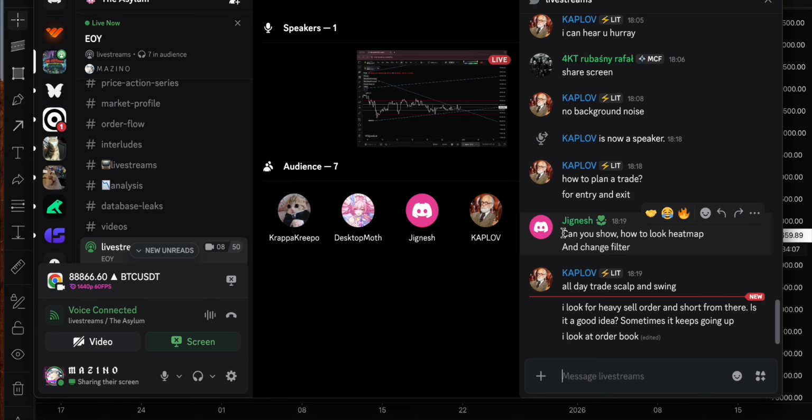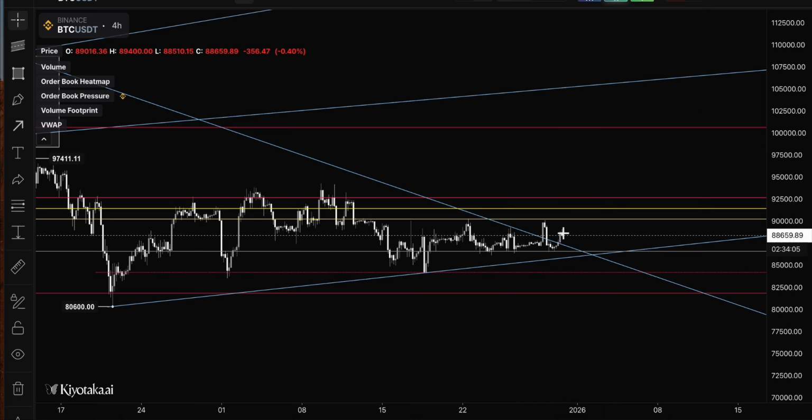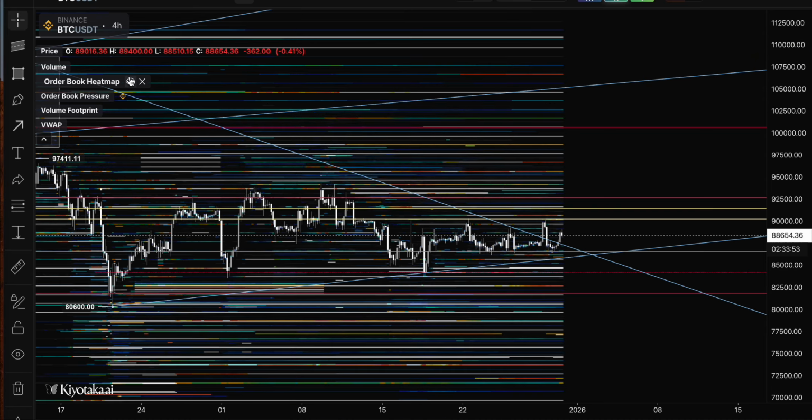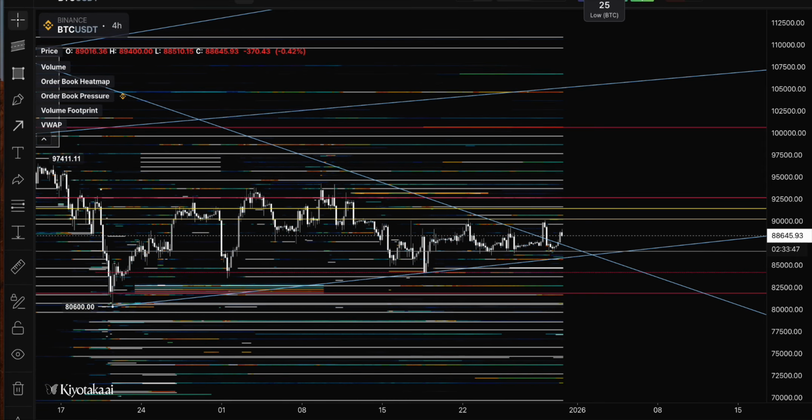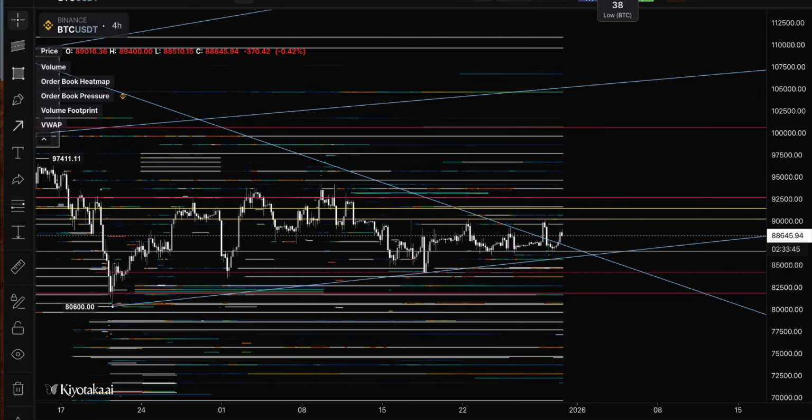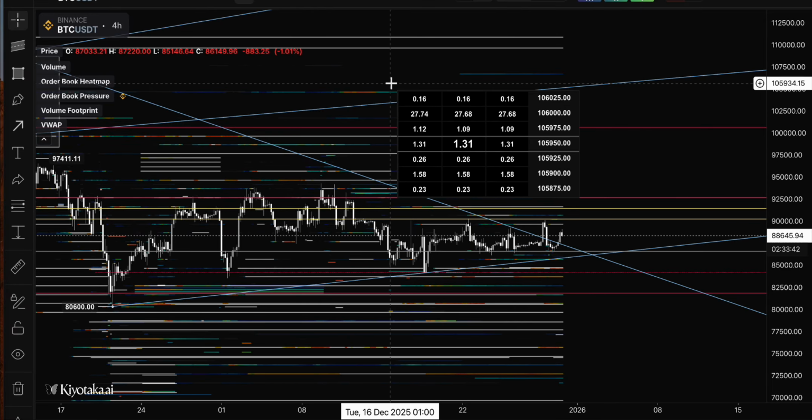Can you show how to look at the heat map? Yeah, a change filter. I mean, that's pretty simple. I'm going to keep this chart because I'm sharing this specific window. I don't want to restart everything. Heat map. Okay, the filter is off, so let's make it less sensitive. So this is the sensitivity gauge.